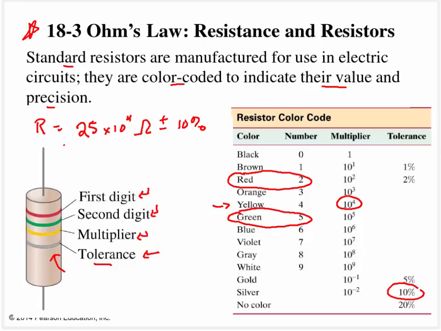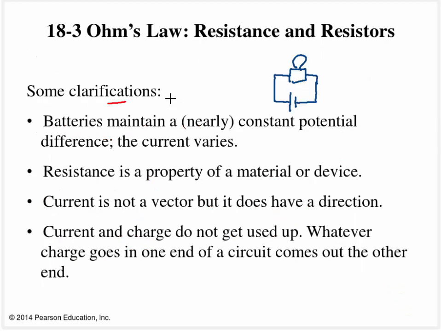So that's kind of how you read these resistance bands. Now, just some clarifications on some of the stickier points up to this point. Batteries are going to maintain, for all intents and purposes, a constant potential difference across them. If we hook them into a circuit, then it's always going to be 12 volts.